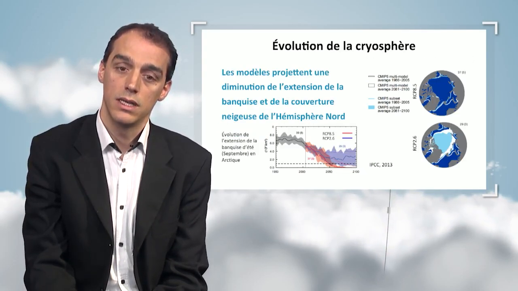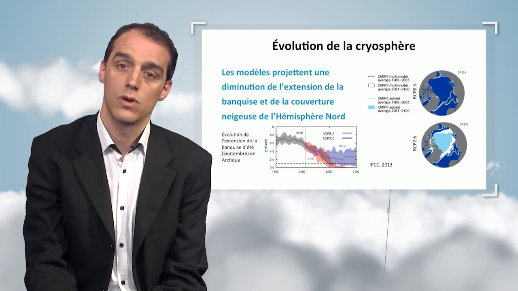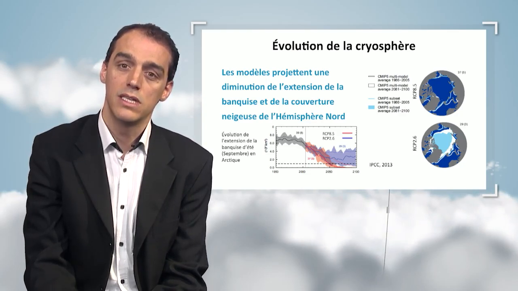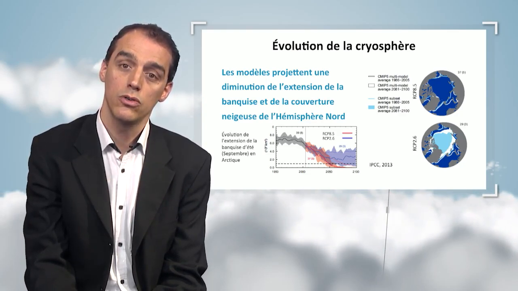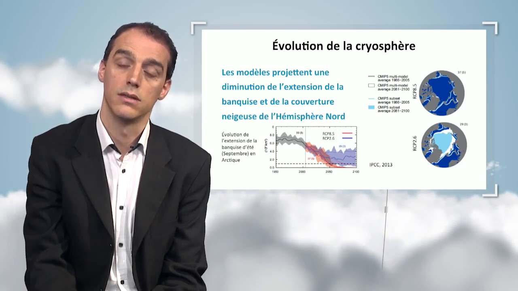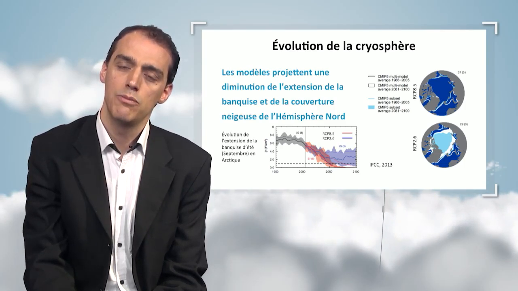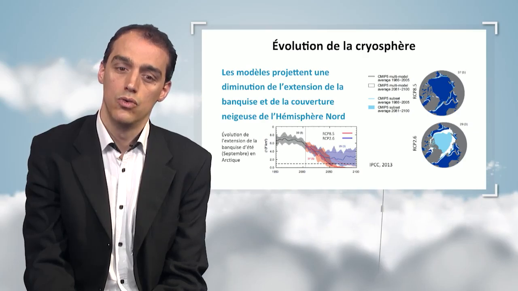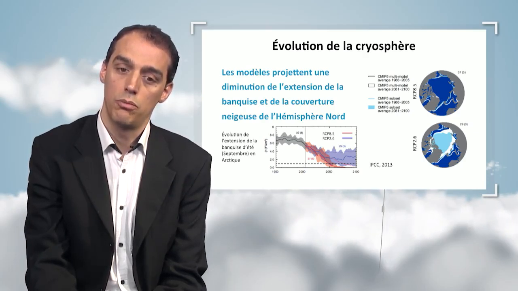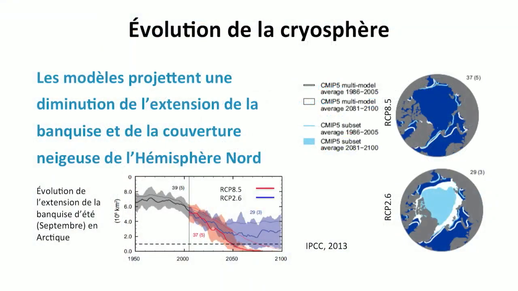Second aspect of the climatic system: evolution in the cryosphere and the ice-covered areas. Models project a huge decrease in the extension of the ice cap in the Arctic. For instance, for the summer ice sheet, we see the change between now and 2100 of the ice sheet in September.